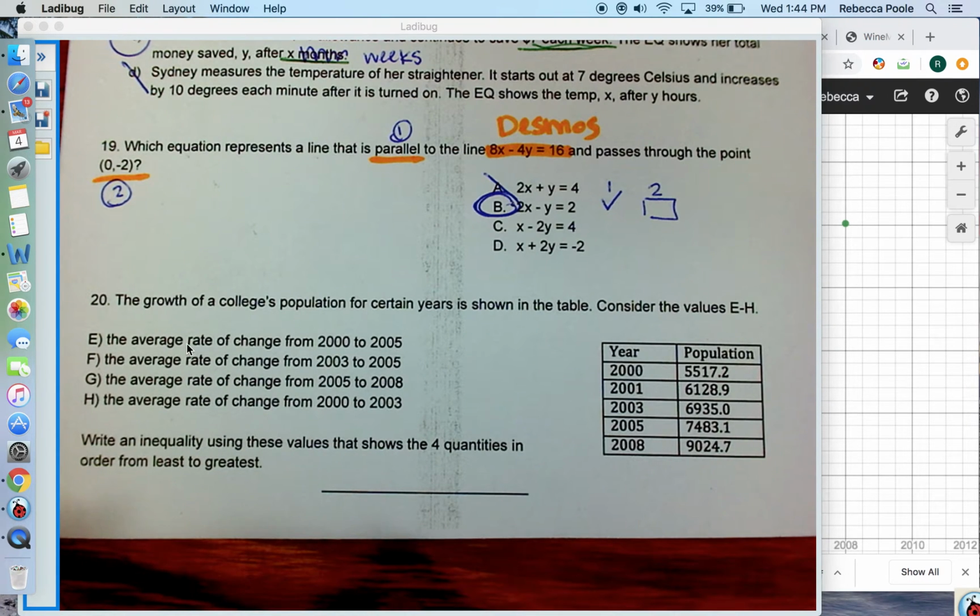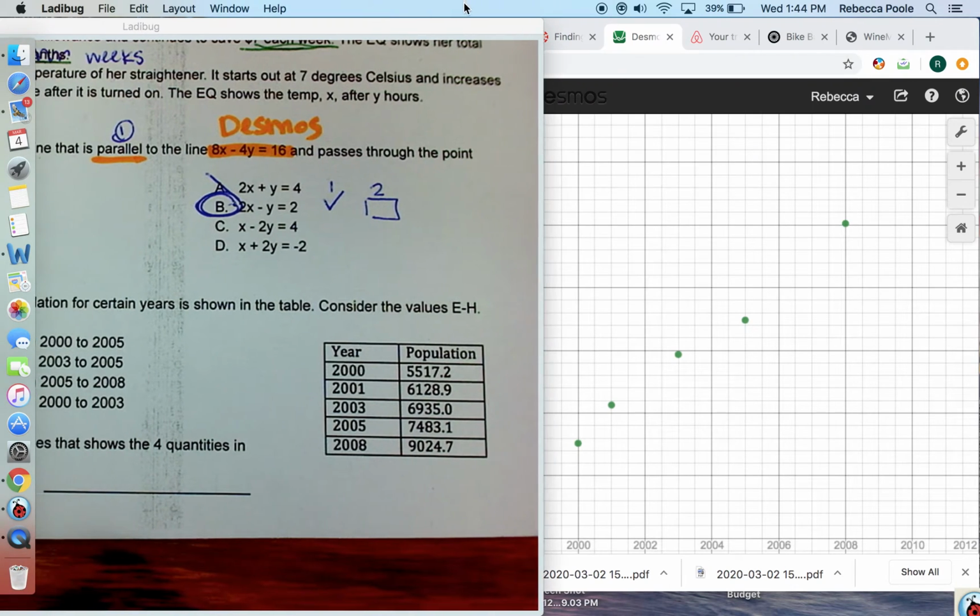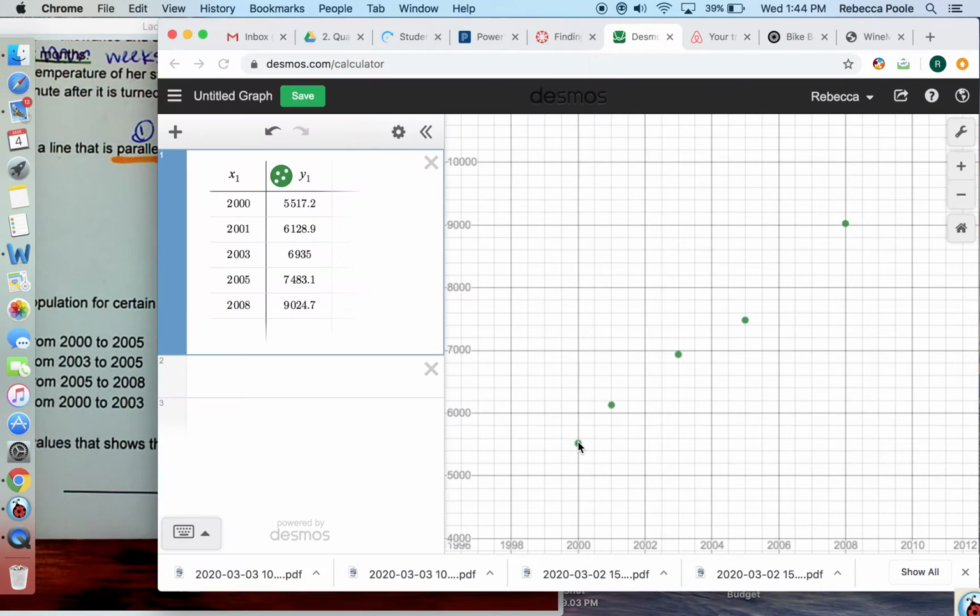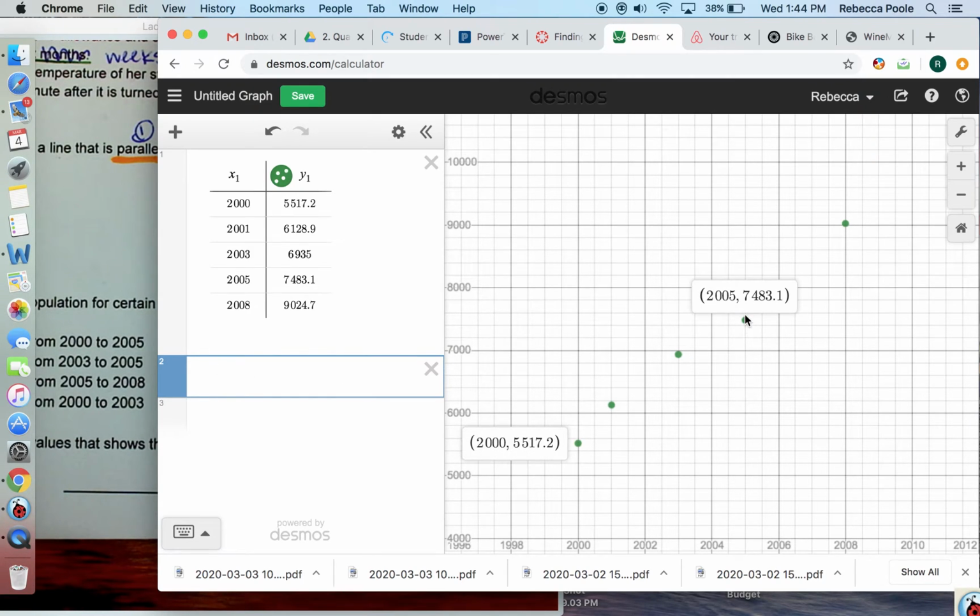All right, so it says E is the average rate of change from 2000 to 2005. So, let's see if we can move this. 2000, this point right here, to 2005, which is this point right here, is going to be E. Okay? So, trying to figure out the best way to show you all this. So from 2000 to 2005, do you guys see how we went up from 5517 to 7483?